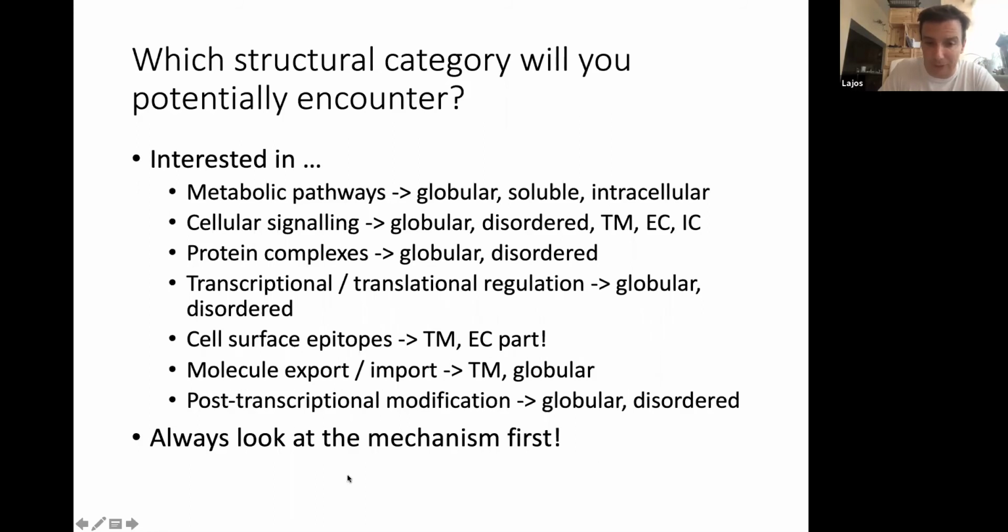So again, the main take-home message from this is to always look at the mechanism first, how that particular target is working, what is happening with that protein, and then it's much easier to decide how to go forward.